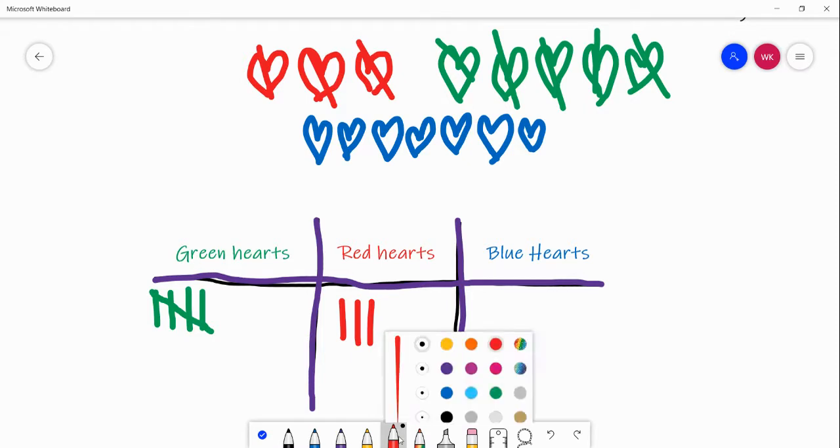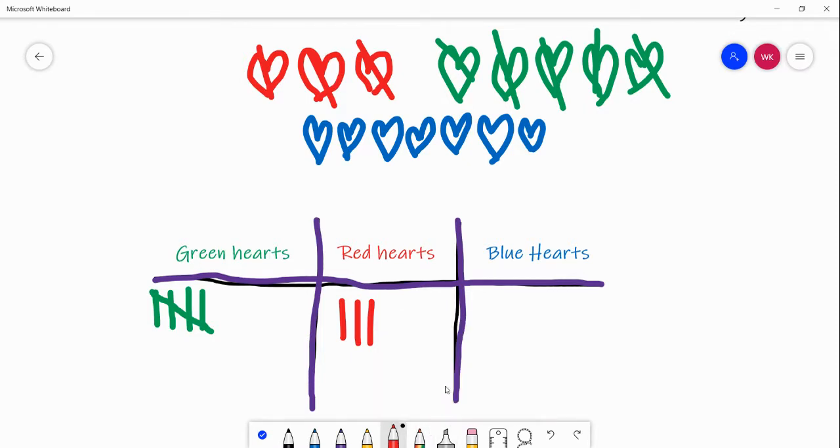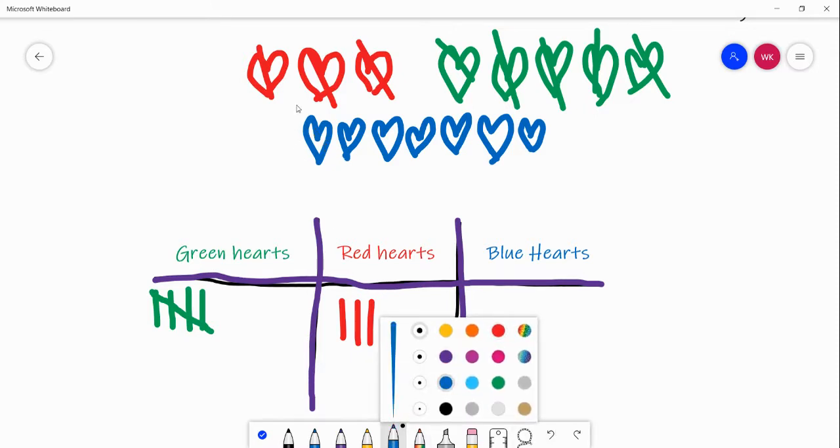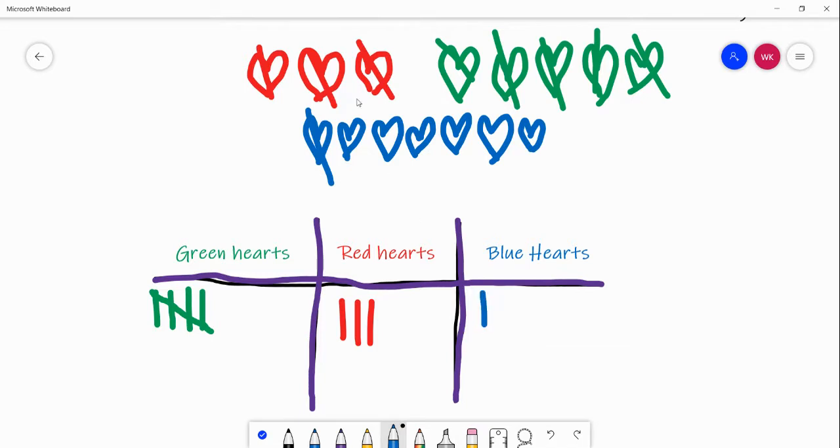Now we're going to go to our blue. And we have 1. Oh, let me get blue. We have 1, 2, 3, 4. And remember, for your 5th tally mark, you always go diagonally across to make that 5. And we have 6 and 7. So we have 7 tally marks for our blue hearts.